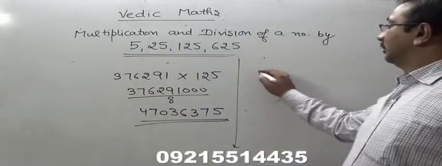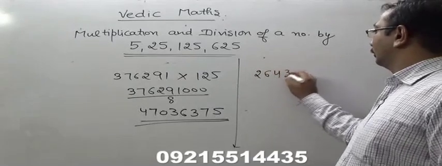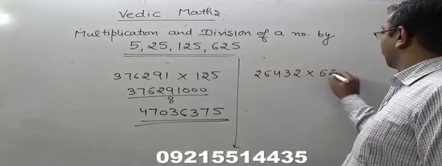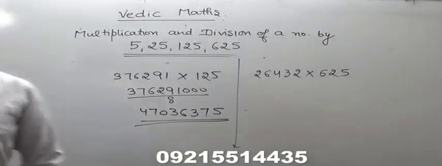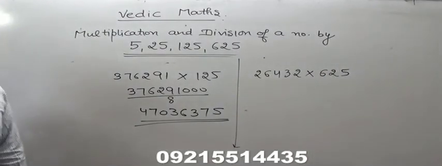Next thing, 26432 into 625. Suppose the number is given as 26432, and you have to multiply your number by 625. The question is how to multiply.